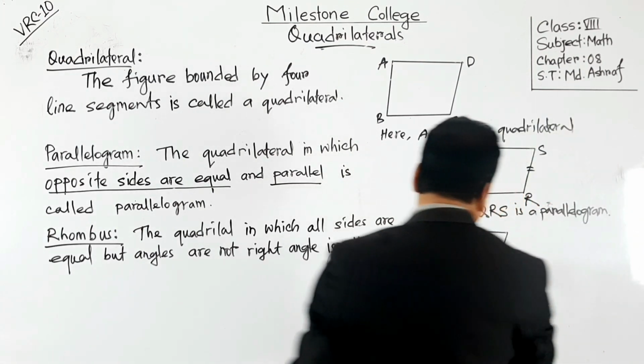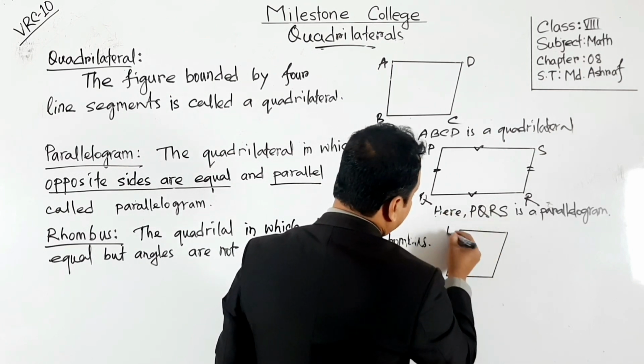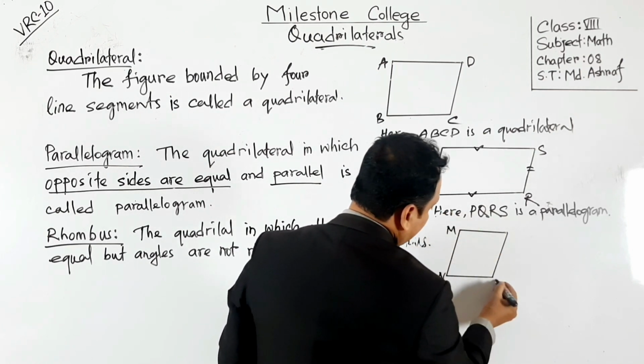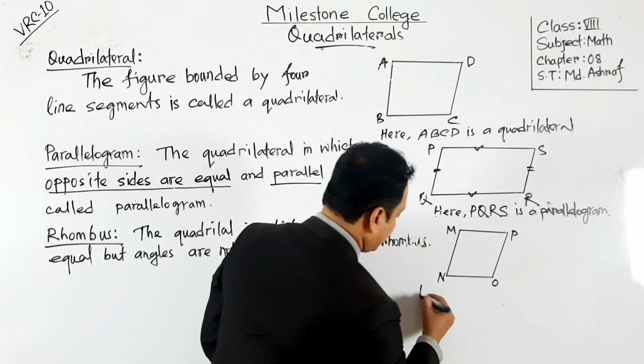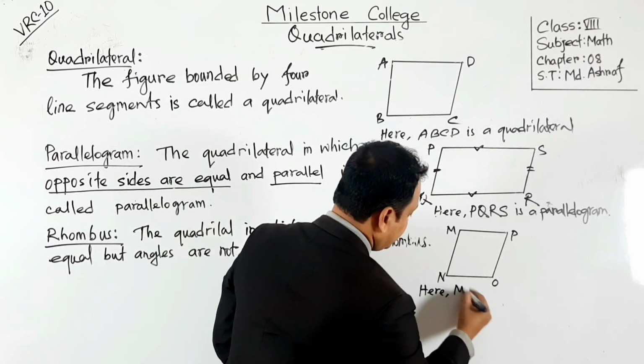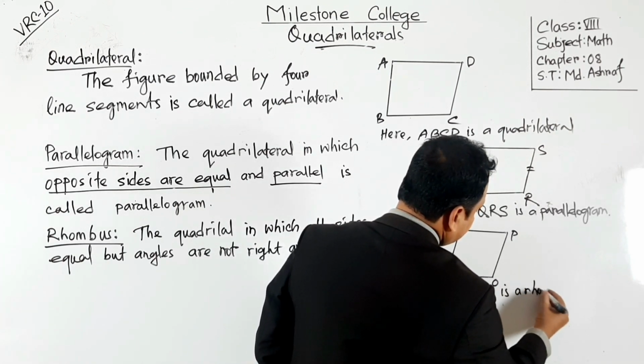So this is the quadrilateral. One kind of quadrilateral, give the name MNOP. So this is the figure, a rhombus. So write it here: MNOP is a rhombus.